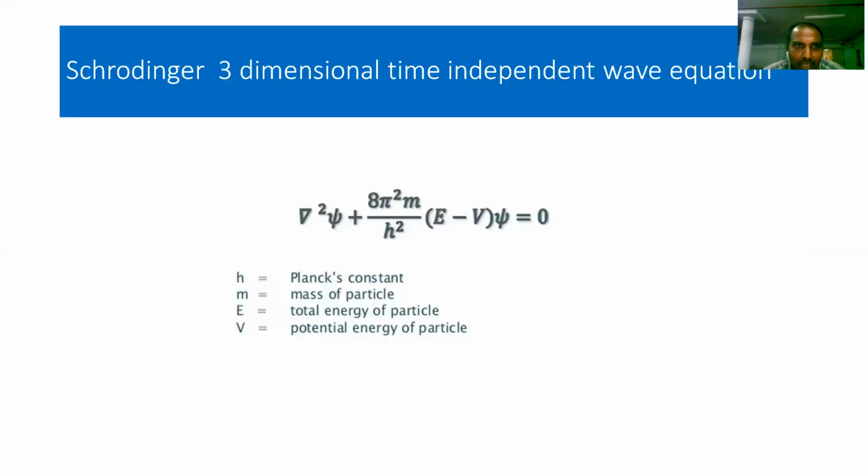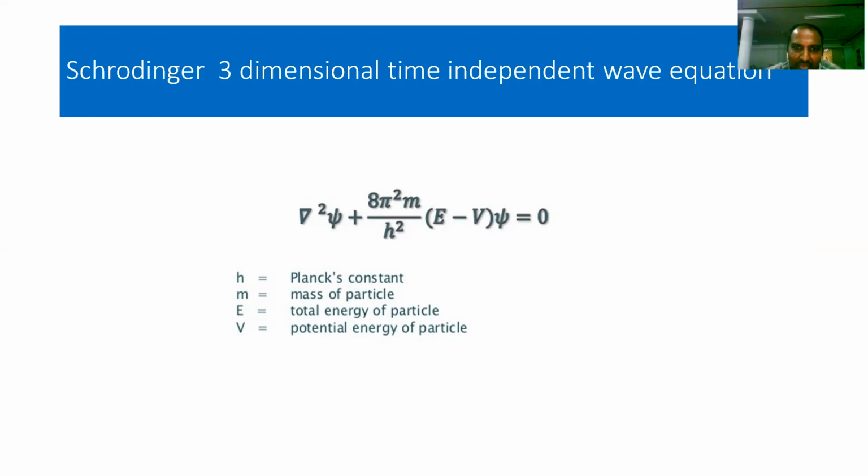Similarly, the three-dimensional form of Schrodinger's time-independent wave equation is nothing but d square psi by dx square plus d square psi by dy square plus d square psi by dz square plus 8 pi square m by h square into (E minus V) into psi equals 0. So this can be written as del square psi plus 8 pi square m by h square (E minus V) into psi equals 0.